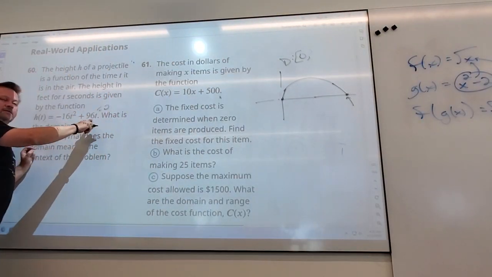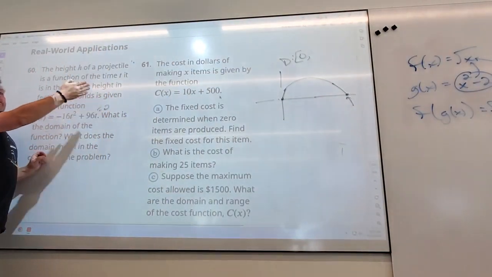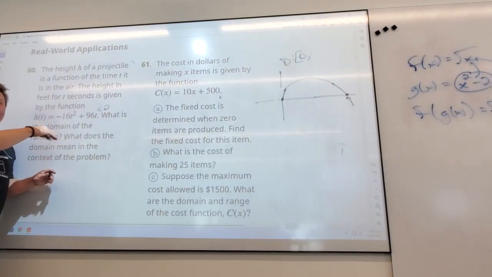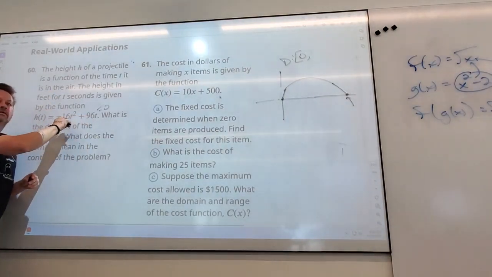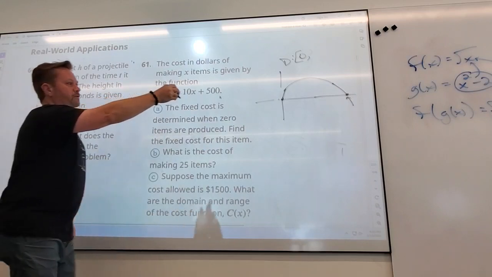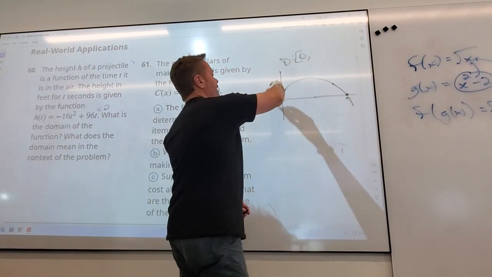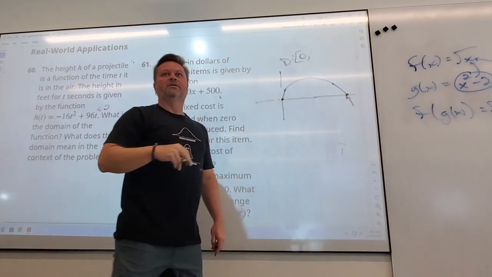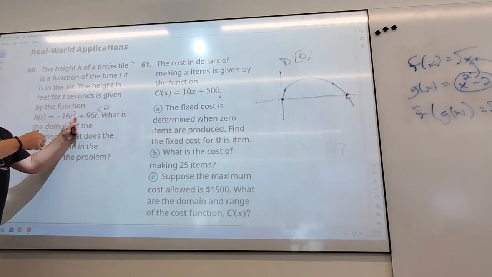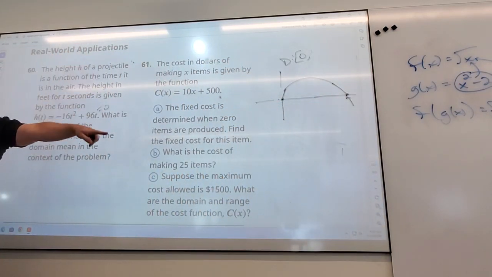If you factor this, can't you take a t out? If t is 0, is this 0? Yes, so it starts on the ground. I throw it in the air, and then it hits the ground again. You need to factor this to figure out when it hits the ground.